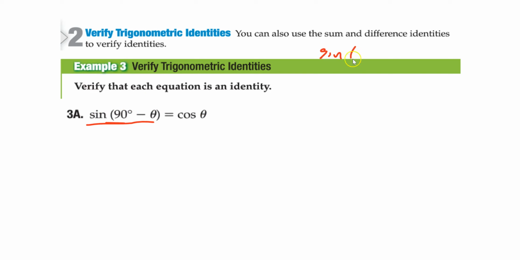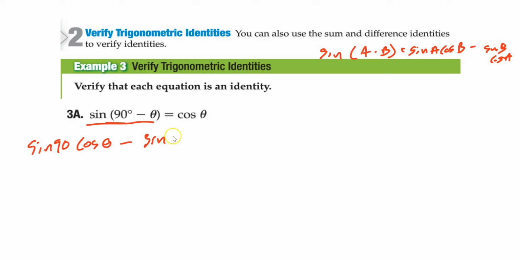Remember, I will give you these formulas, but it's good to have them memorized. I mean, it helps. The sine one is you mix the sine and cosine, and then you keep the operation. So it's sine A, cosine B. Then since it's minus, I keep the minus, sine B, cosine A. So I'm going to do that here. I'm going to do sine 90, cosine theta, keep the sign, and then we switch it. Sine theta, cosine 90.